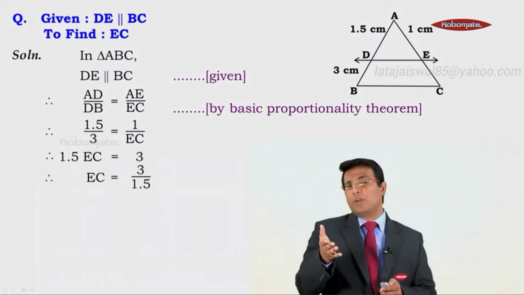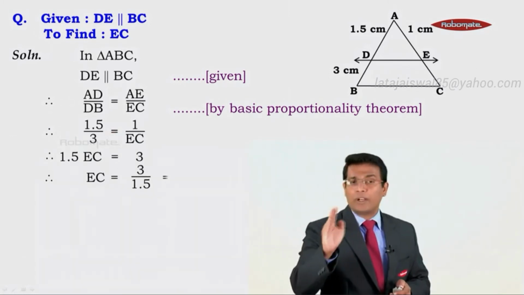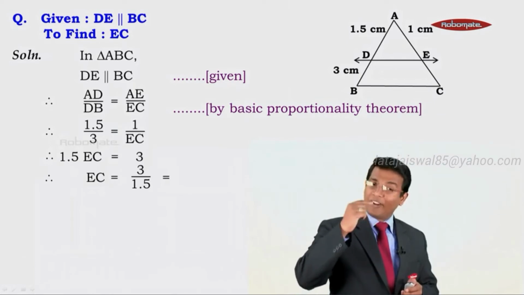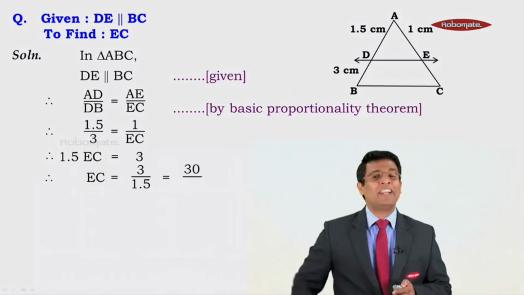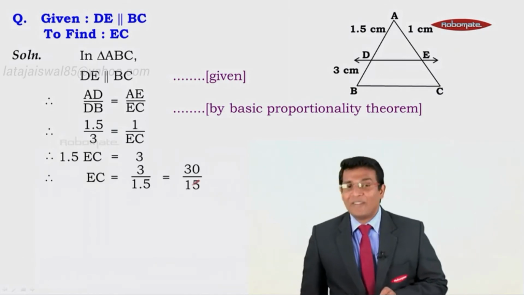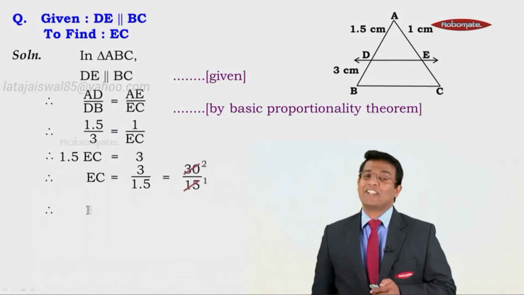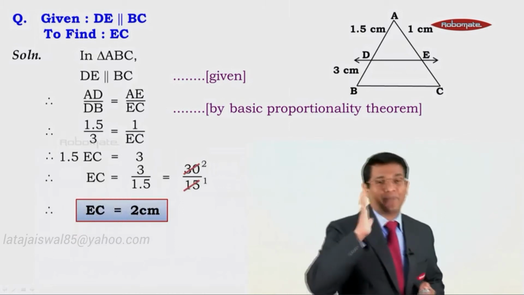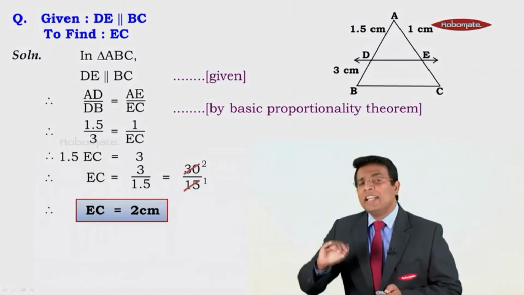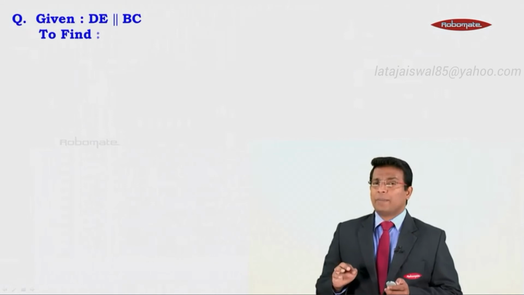Now we just need to remove the decimal from the denominator. So multiply and divide by 10. So what we get is 30 upon 15. That is what we get. And when we cancel that, we get it as 2. That means we get the length of EC as 2 centimeter. Wasn't that easy? Simple, right? Let's see another sum based on the same concept.